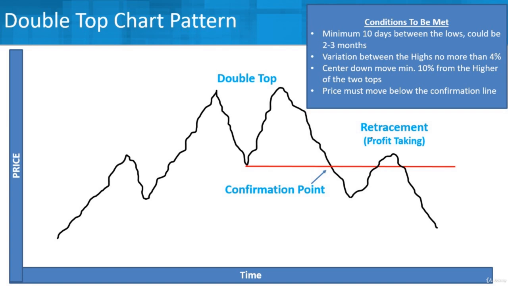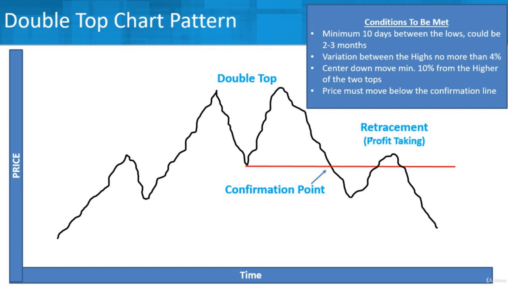So think of whichever top was higher. They won't necessarily always be perfect, but they will be within 4% of each other. You want at least to have that middle part be 10% down. Then it's going to rebound back up to form the second top and then come back down. And then the price must move below the confirmation line to be a true double top chart pattern.